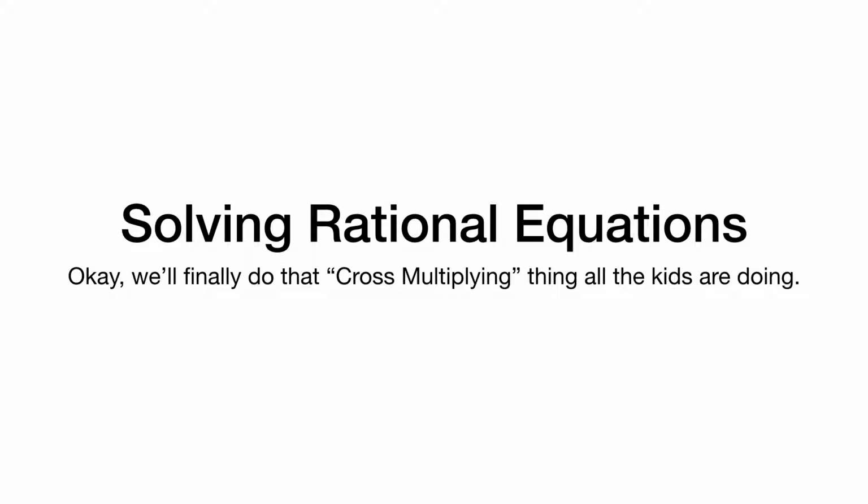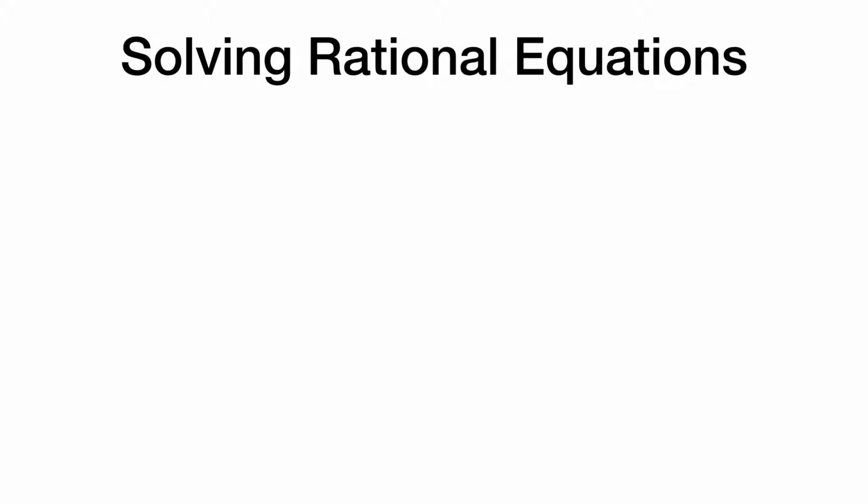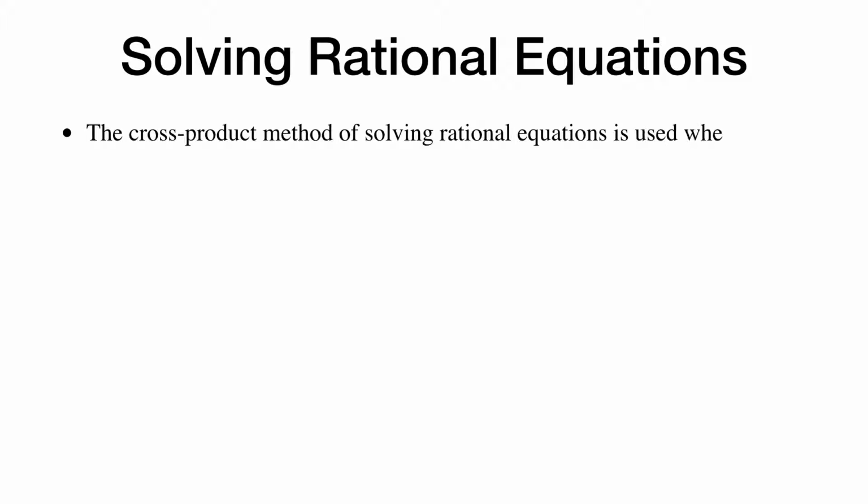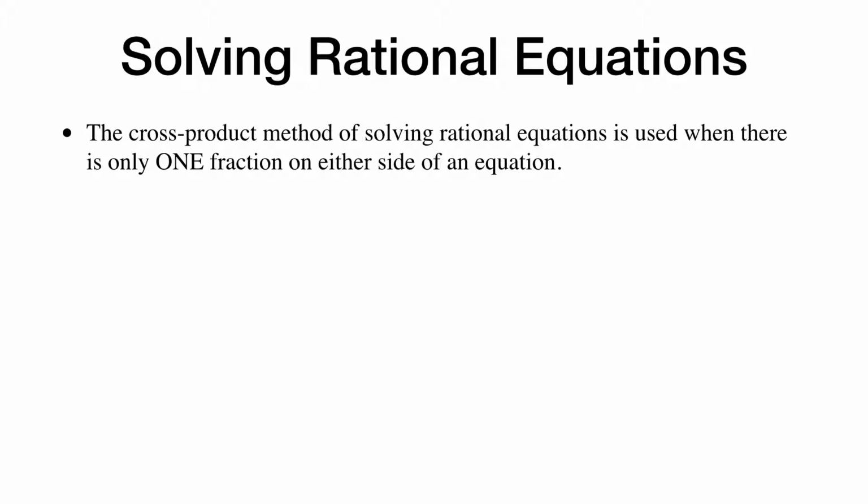All right, so let's talk about how to solve rational equations. So the cross product method, which is what we're going to use, by the way, product means like multiply. The cross product method of solving rational equations is used where there is only one fraction on either side of an equation.